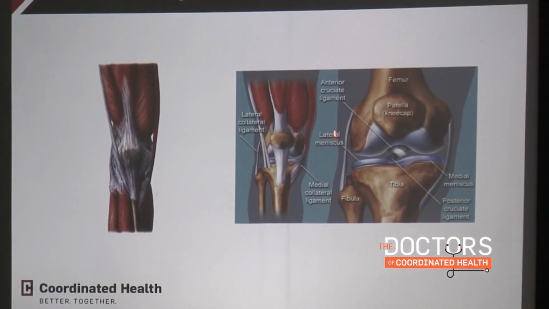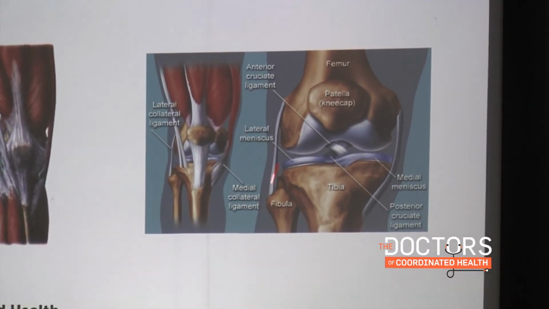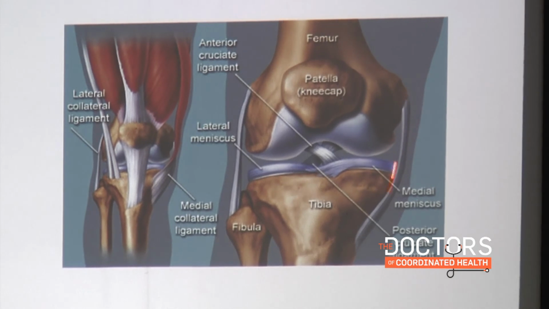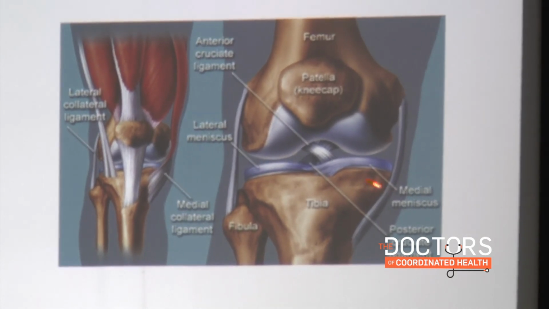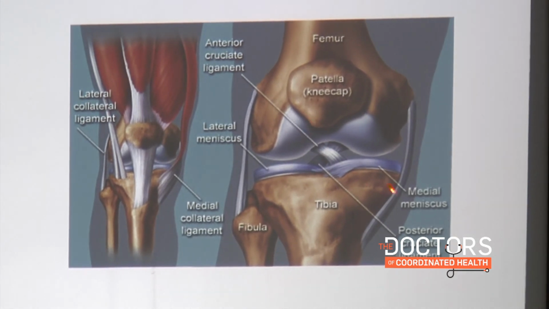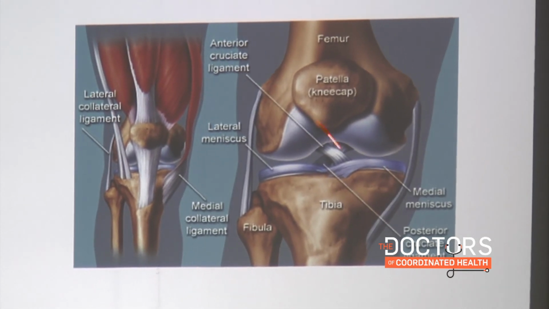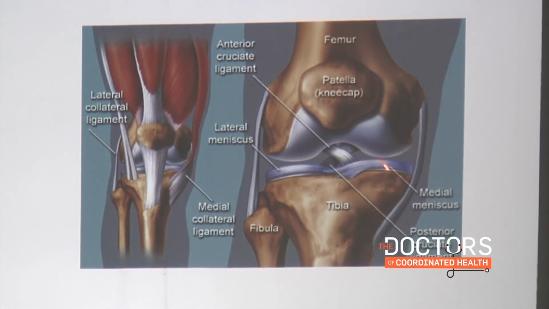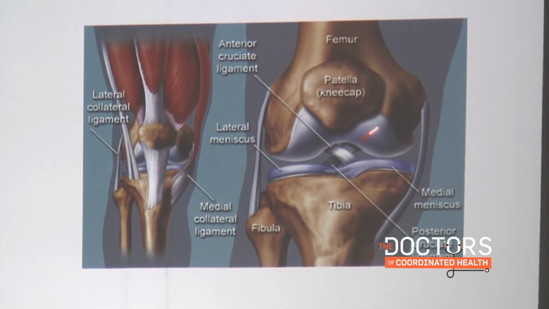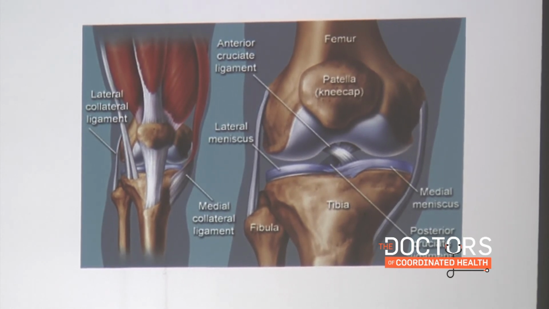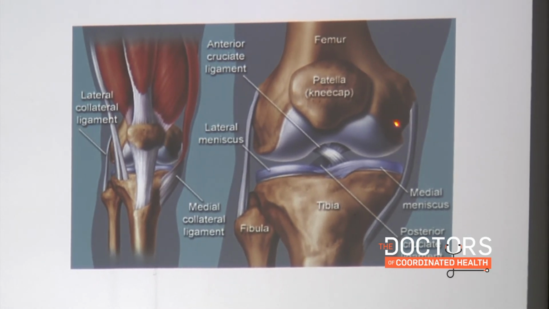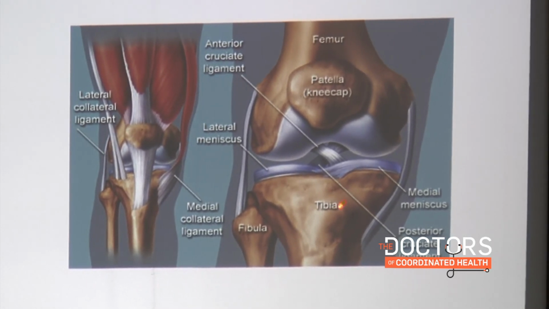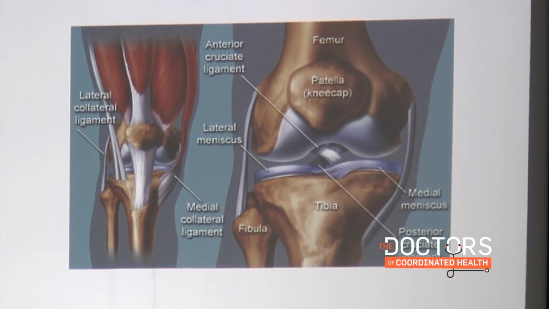Then we have the LCL, which is the lateral collateral ligament. Lateral means the outside of the knee. You have the MCL, which is the medial collateral ligament, which means the inside of the knee. And then you have the ACL, which everyone has pretty much heard of. That's the big hot topic in sports medicine. And then the PCL is the ligament behind there. And then you have the 4 bones, which are the patella, which is the kneecap, the femur, which is your thigh bone that comes down, your tibia, which is your shin bone that comes up, and your fibula.